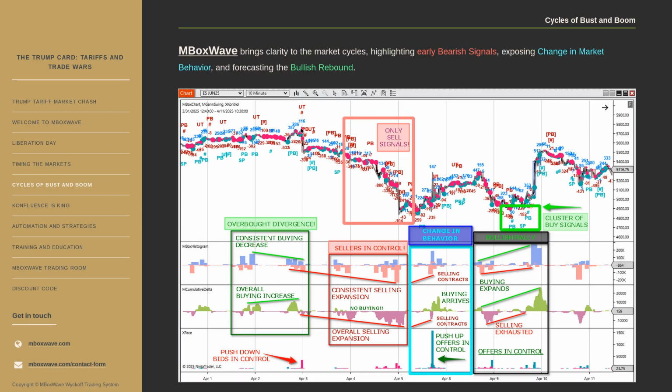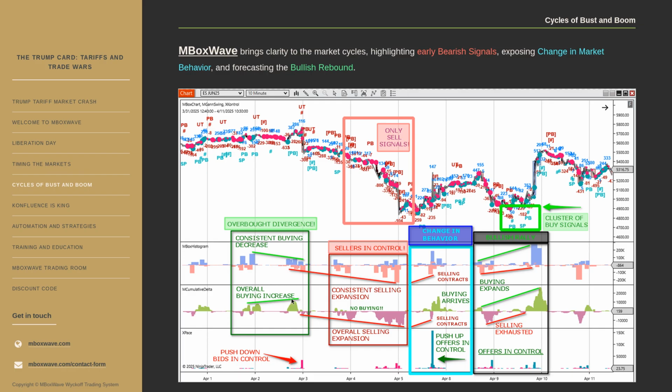Right here we have this peak. Price punches up before we begin this massive sell-off. We have an overbought divergence. What's going on? Do you see this buying here? As we are making these higher highs, we see a decrease in buying going down here, while what's interesting is the overall buying is increasing in the MQ and delta. So how can the MBox histogram be decreasing while the overall is increasing?